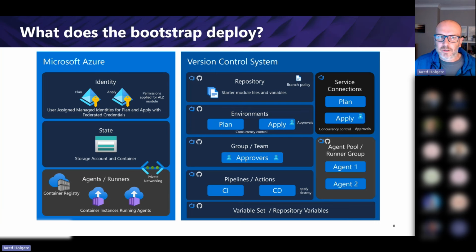In the version control system, we bootstrap the repository. This is where the starter module files go that I was referring to before. Got things like branch policies on here. We've got environments. We've got teams or groups that we create for approvals, and the approvals are for the apply stage. We've also got the CI and CD pipelines or actions, depending on whether you're using GitHub or Azure DevOps. And then in Azure DevOps, we've got service connections, which you might be familiar with. And then we've got the agent pool or runner group, depending on which you're using. So we hook up everything end to end, ready to go.